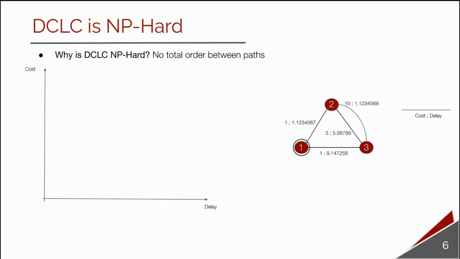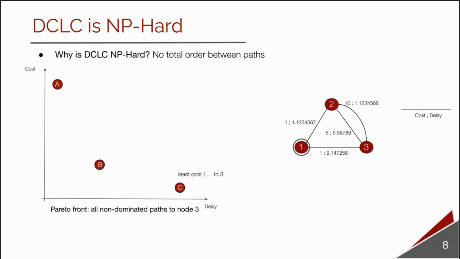So you can show this on a small example, the one you can see on the right side of your screen here. On this example, you have several paths from 1 to 3, which differ both in cost and delay. For example, you have A here, which has a high cost but a low delay, and you have other paths, B and C, which have a better cost but a worse delay. But you can notice that there is no best path per se, right? They are all better on at least one metric compared to the other two. They are called non-dominated paths, and they form what is called the Pareto front of the solution.